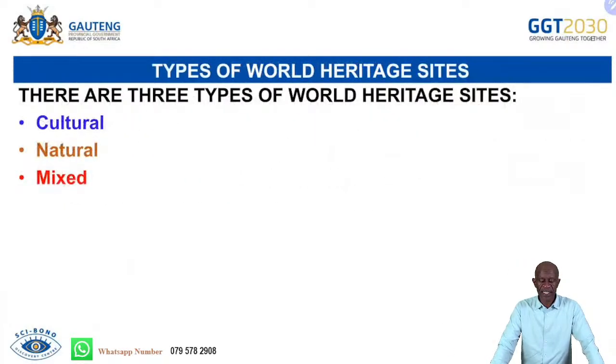Here are your types of World Heritage Sites. Our World Heritage Sites are categorized into three. One, a World Heritage Site is declared because it is cultural. Secondly, it has to be natural. And lastly, it will be mixed. A mixed site refers to a combination of cultural and natural elements that may be found in a World Heritage Site.